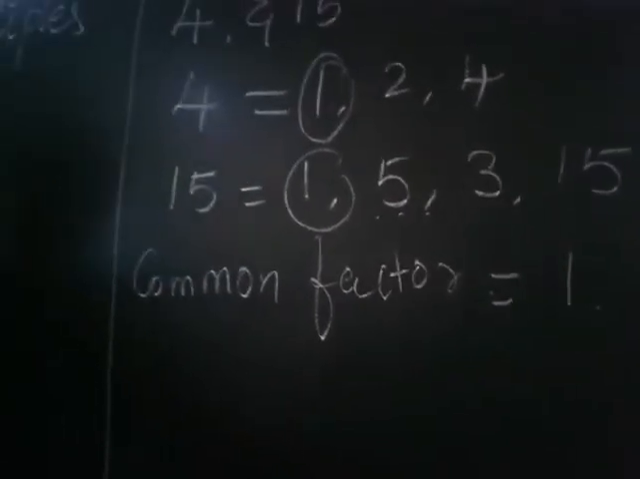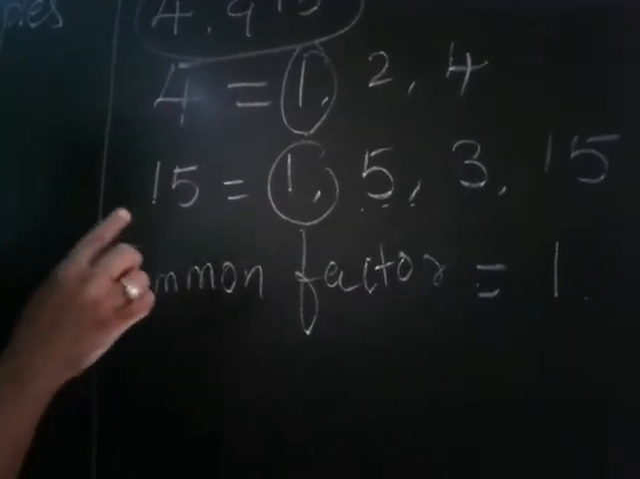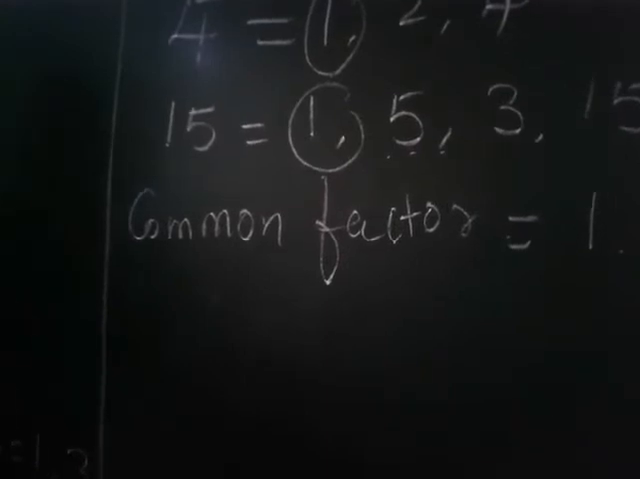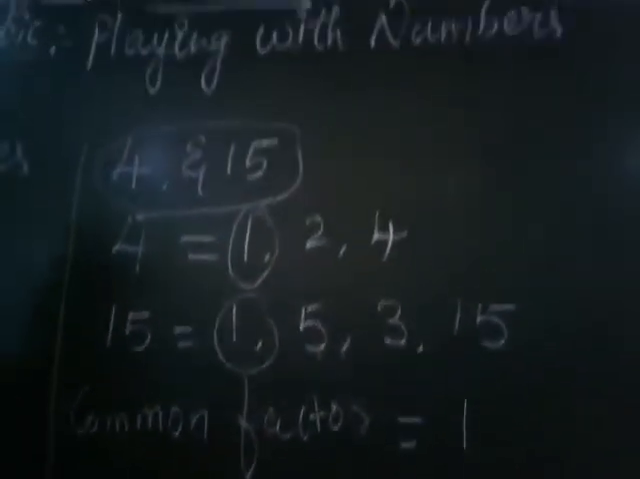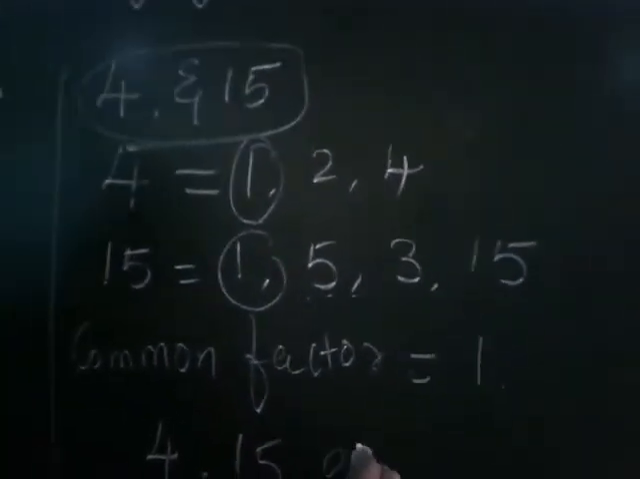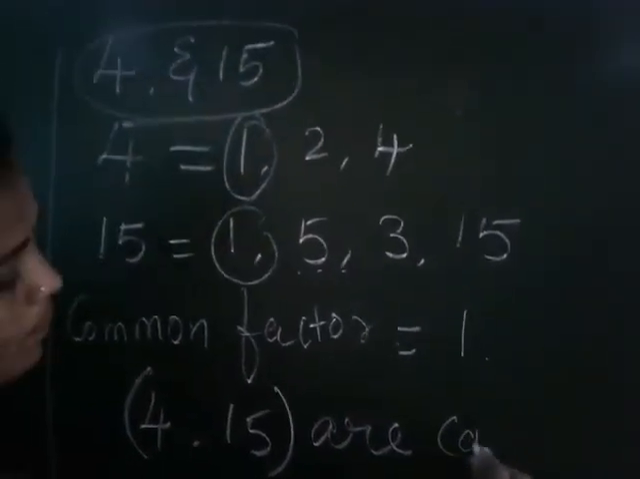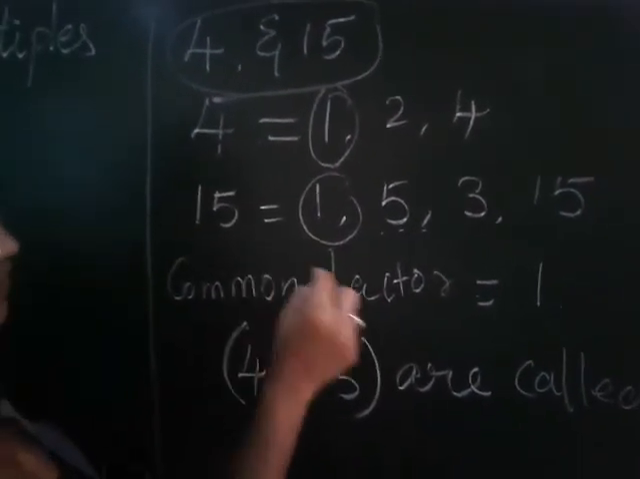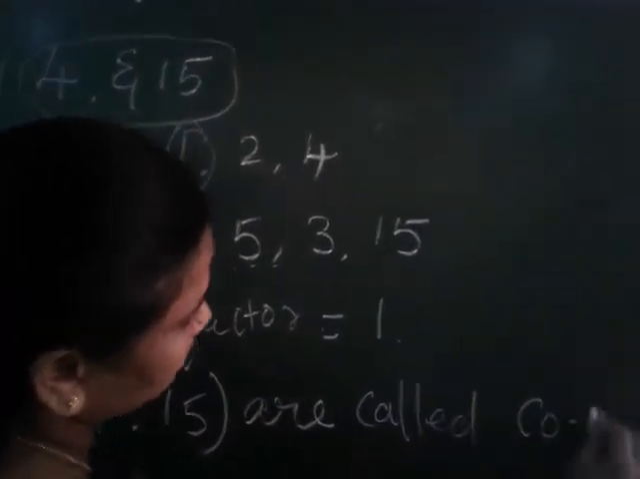Okay. So now what do you call these two numbers? In between these two numbers, you will get the common factor 1 only. So two numbers having the common factor 1 are called co-prime numbers. So what do you call that? 4 and 15 are called co-prime numbers because between these two you will get the common factor 1. So they are called co-prime numbers.